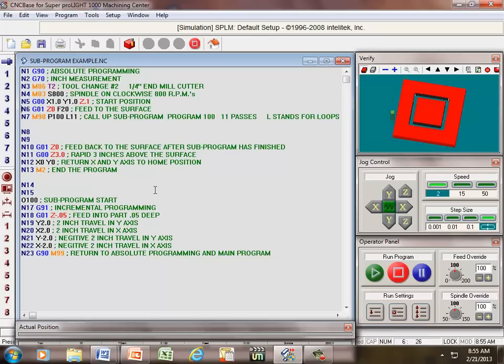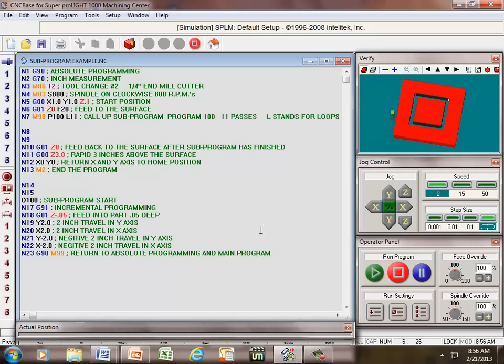Line 23 tells us we've already gone around this part 11 times, and once we've gone around it the 11th time, it jumps to the last line, which is the line 23, takes us back to our absolute programming, and it cancels, goes back to the main program, which cancels your sub.